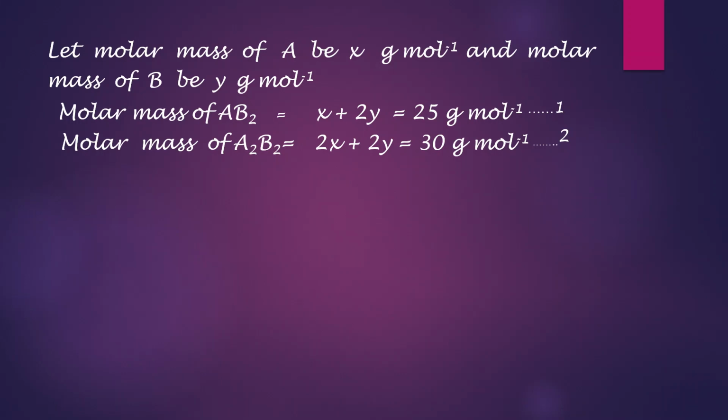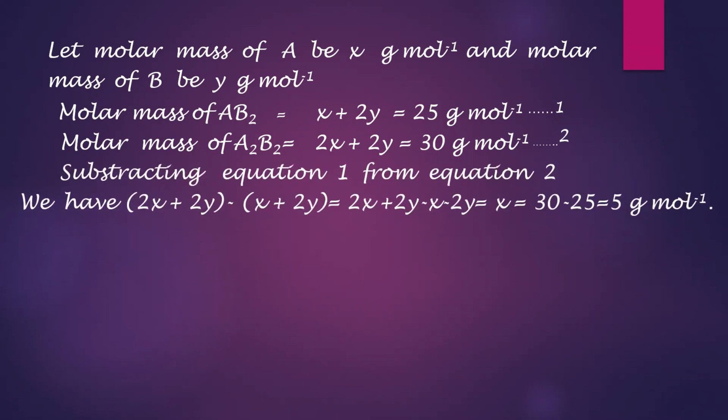Now these equations 1 and 2 are linear equations, so using them we can find the values of x and y. For that we have to subtract equation 1 from equation 2. For subtracting these equations, we subtract the left hand side of equation 1 from the left hand side of equation 2, and similarly the right hand side of equation 1 from the right hand side of equation 2.